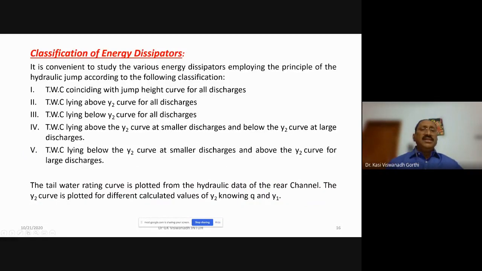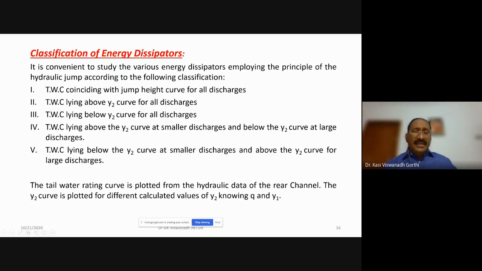So how do we classify these energy dissipators? It is convenient to study various energy dissipators employing the principle of hydraulic jump according to the classification given. You have 5 types of classifications: TWC coinciding with the jump height curve, TWC lying above the y2 curve, or TWC lying below the y2 curve, TWC lying above the y2 curve at a small discharge and below the y2 curve at larger discharges, and the reverse. What is this reverse? This is TWC lying below the y2 curve at small discharge and above the y2 curve for large discharge. Let us see all these 5.